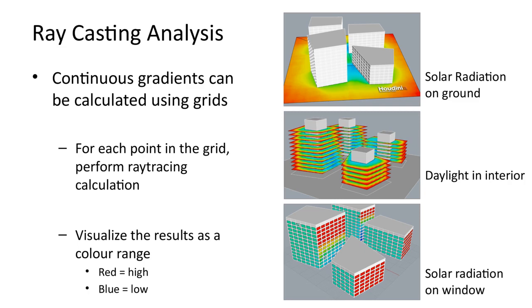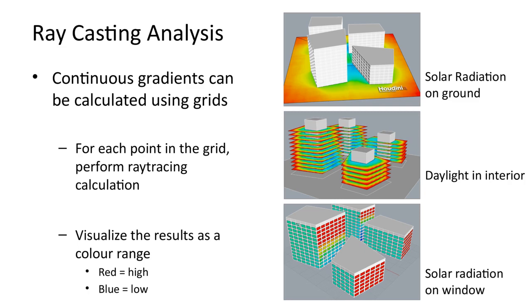Ray casting analysis can also be used to generate continuous gradients over a surface of analysis. For this type of analysis, a grid of polygons is created in the surface to be analyzed. Ray casting is then performed for each cell in the grid. In the images, 3 examples are shown. The first calculates solar radiation on the ground plane. Rays are cast from each grid cell towards the sun paths.